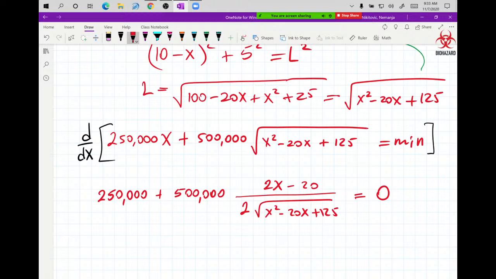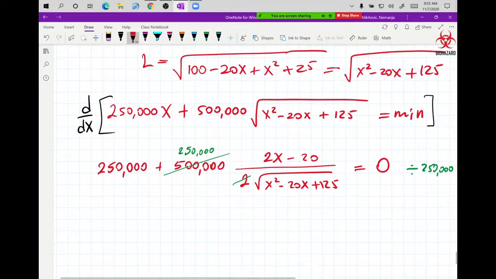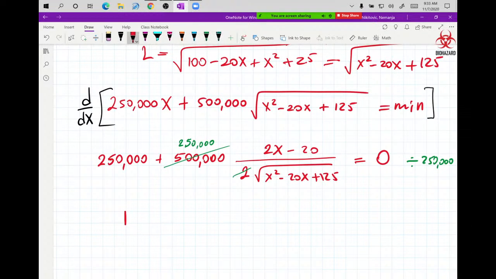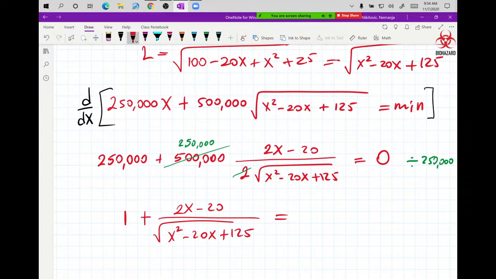Now, when you cancel this and this, you get quarter million, and then you divide the entire problem by quarter million. All of those quarter millions are gone, and you have 1, right, plus 2x minus 20 divided by the square root of x squared minus 20x plus 125 equals 0.